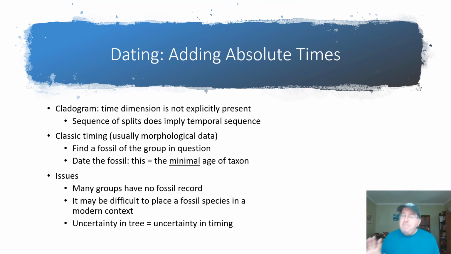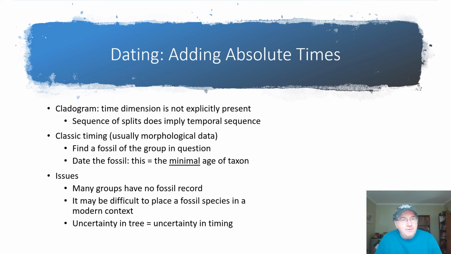So it tells you the minimal age of the taxon. And so for decades, centuries really, this was the way that we put hard numbers on how old various groups were. And this method has a number of issues that I'm sure will leap to your mind. First of all, there are many groups for which there is absolutely no fossil record. The fossil record is so sparse that there's no way to do this.